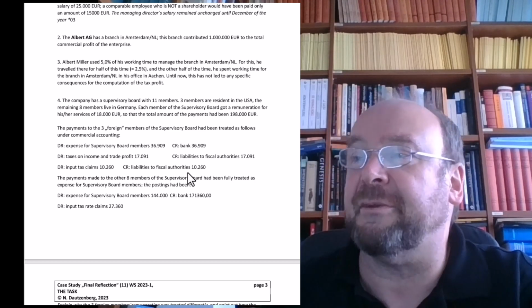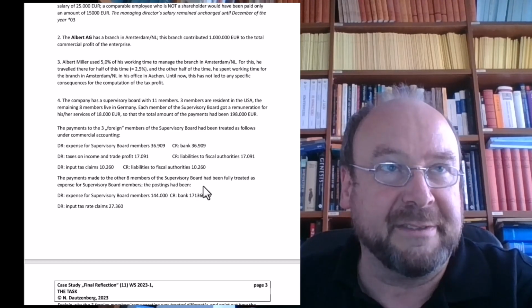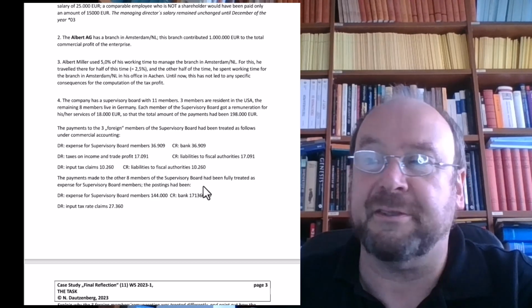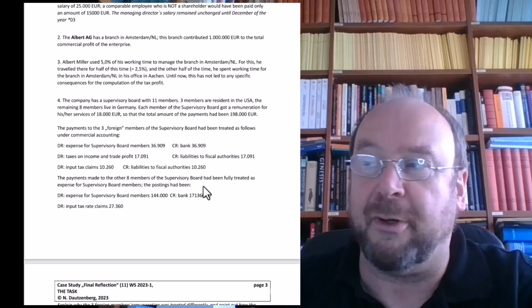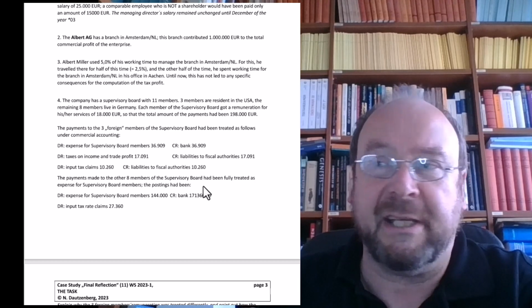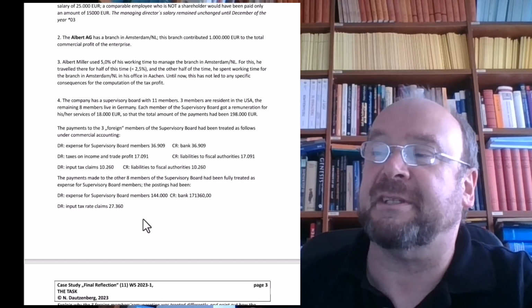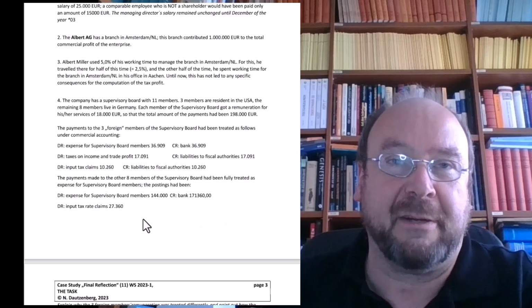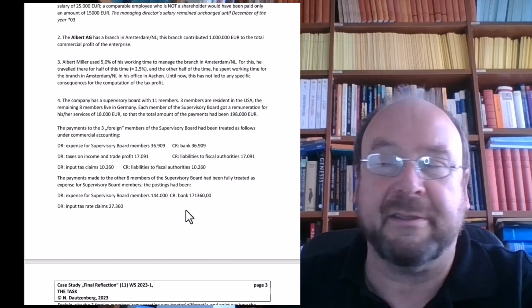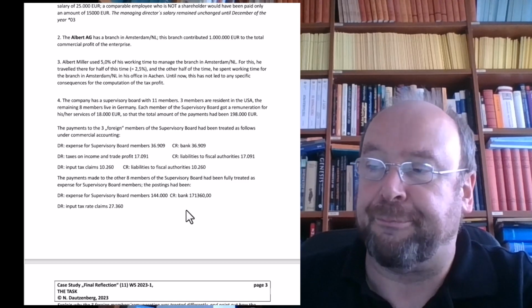The payments made to the other 8 members of the supervisory board had been fully treated as expense for supervisory board members, and the postings had been in total: expense for supervisory board members 144,000, and input tax claims 27,360, credit bank. Also, that was transferred by bank transfer. So the bank in total had a credit of 171,360.